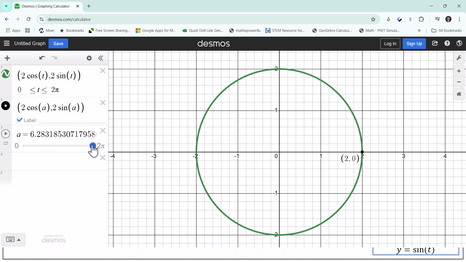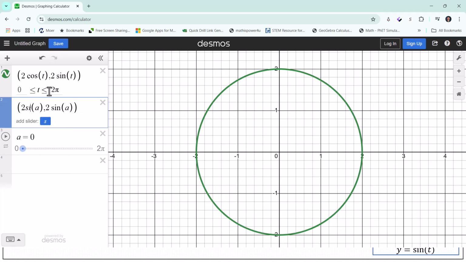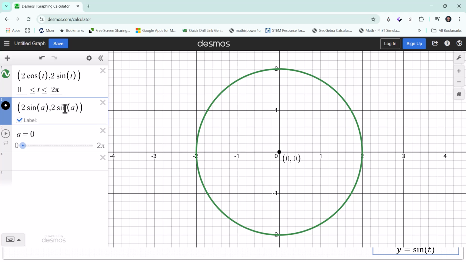So going back to the initial point, if we want the first point to be (0, 2), not (2, 0), we simply need to interchange the x and y values. So let's go to the black point and let the x value be 2 sine a and the y value be 2 cosine a. Notice now when a equals 0, the point does start along the positive y-axis, or at the point (0, 2).